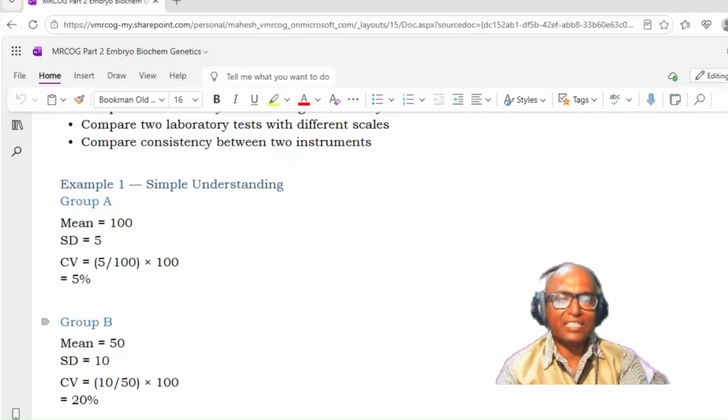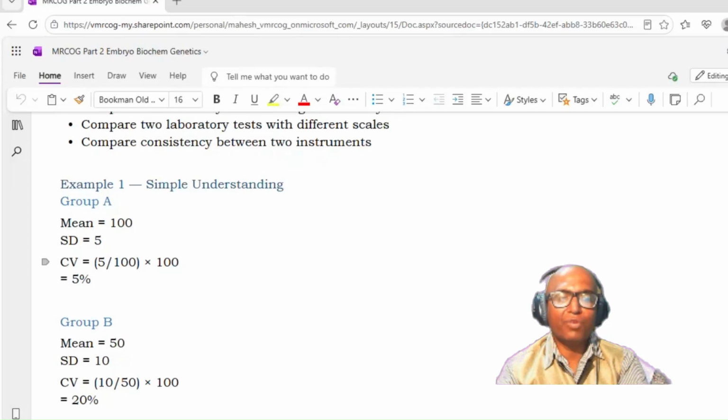Now what is happening in the second data set? Mean is 50. Standard deviation is 10. Here the standard deviation was 5. Here standard deviation is 10. Now the coefficient of variation, SD upon mean, that is 10 upon 50 multiplied by 100, that is 20%. That means the variability is 20%.